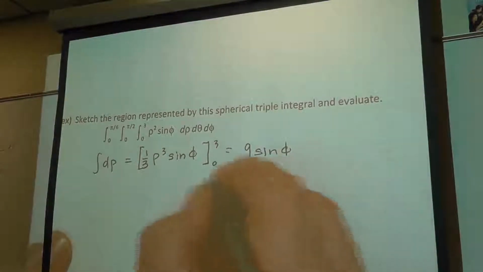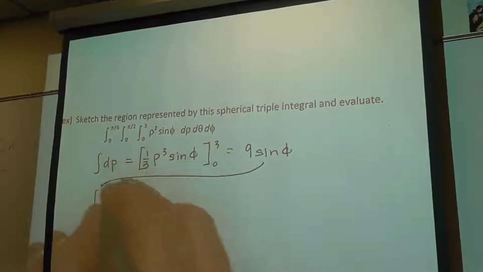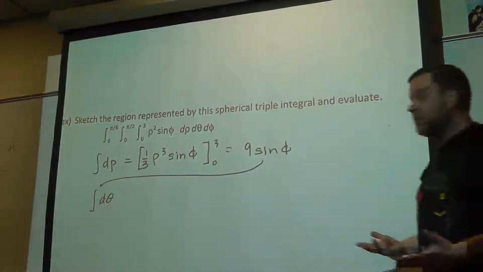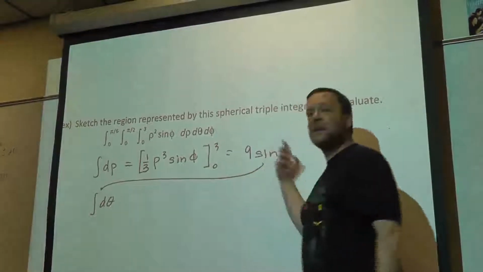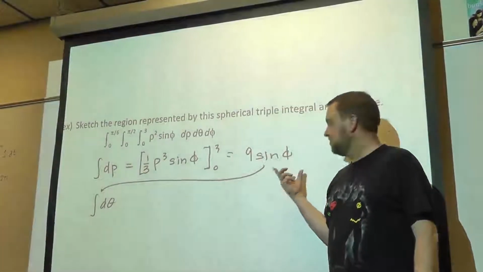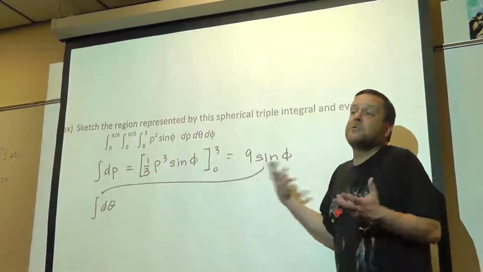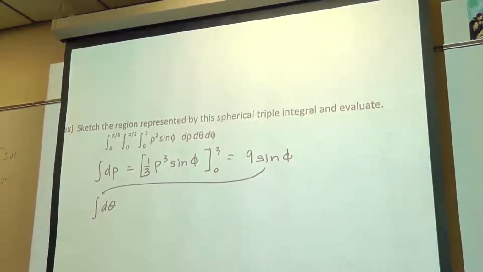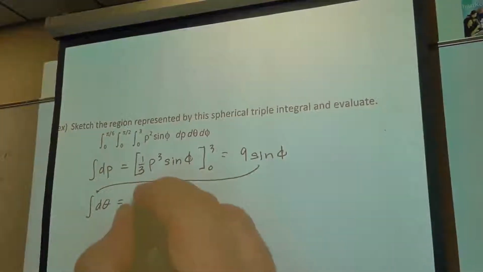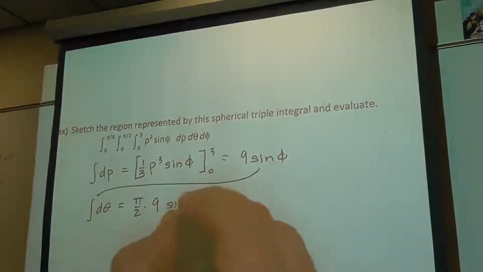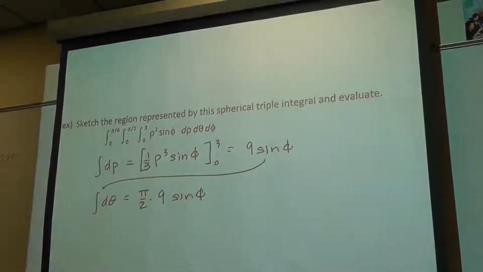Next up is theta. Since theta's limits are from 0 to pi over 2, and there's no dependence on theta here, it's technically that times theta, plug in the pi over 2, subtract the 0, just like always. That just means multiply the pi over 2 times what you got. You see?